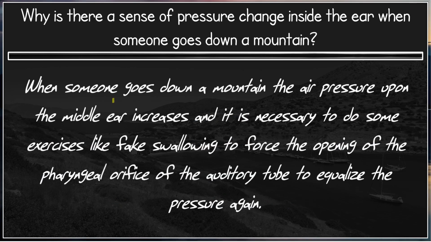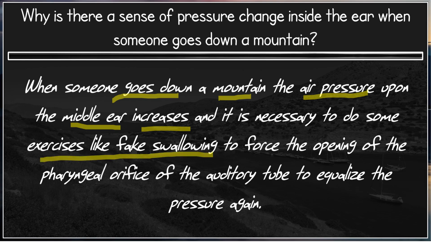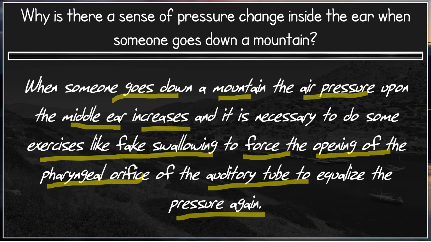When someone goes down a mountain, the air pressure upon the ear or the middle ear increases, and it is necessary to do some exercise like fake swallowing or forcing the opening of the pharyngeal orifice of the auditory tube to equalize the pressure again.